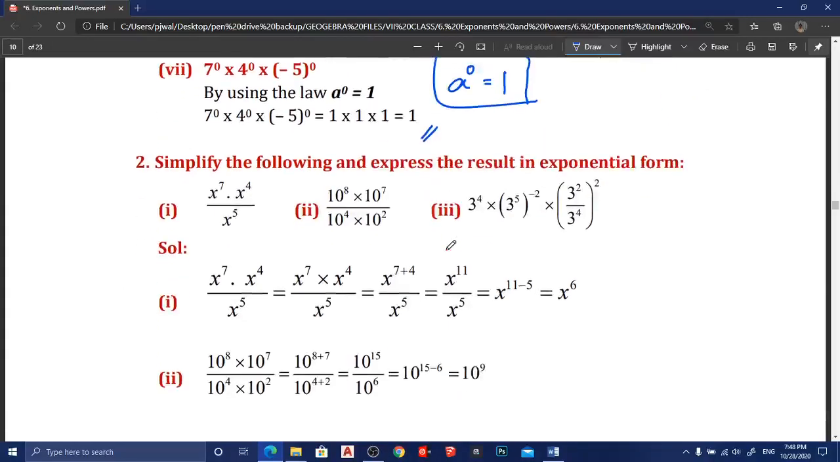Okay. Next, in second main, simplify the following and express the result in exponential form. So whatever the expression is given, you have to simplify by using the required laws of exponents, and then you have to write the answer in exponential form. So see the first problem here, x to the power of 7 into x to the power of 4 by x to the power of 5.